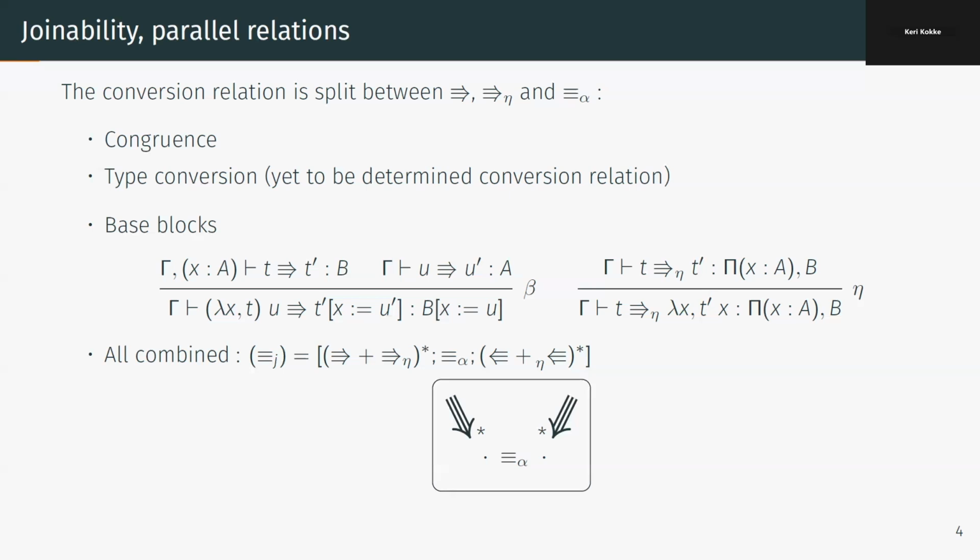And so all of this combined, the joinability relation is defined as you take both terms, you do any amount of parallel reduction on them, and at the end, they have to be alpha equivalent.